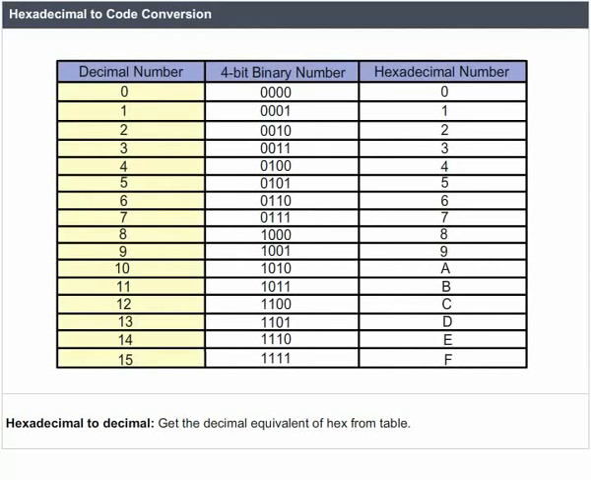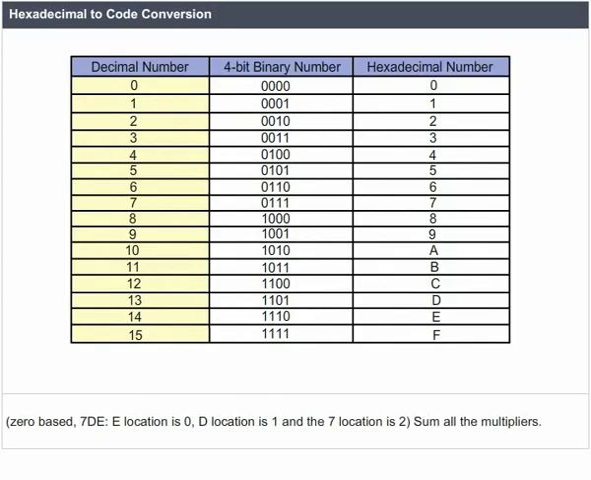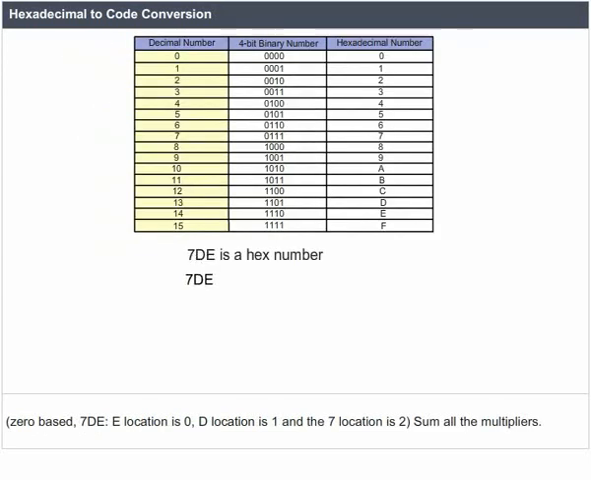Hexadecimal to code conversion. Hexadecimal to decimal. Get the decimal equivalent of hex from the table. Multiply every digit with 16 to the power of the digit location. Zero-based, in 7DE, the E location is 0, the D location is 1, and the 7 location is 2. Sum all the multiplied values. Example, 7DE is a hex number.